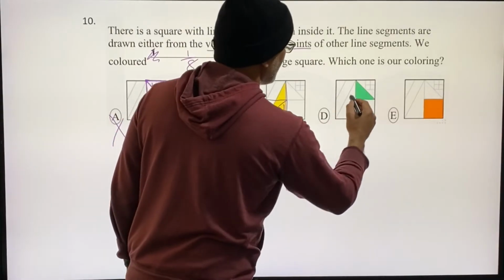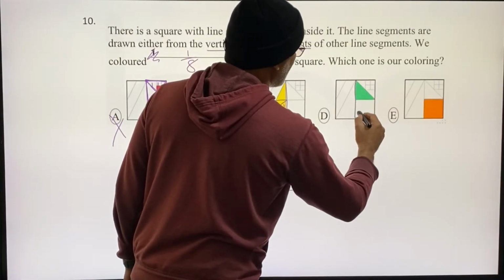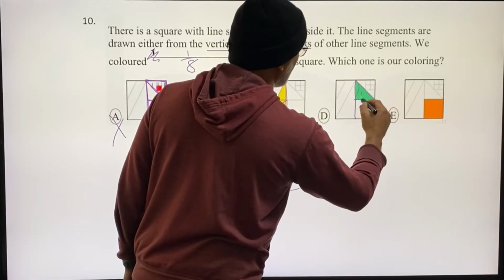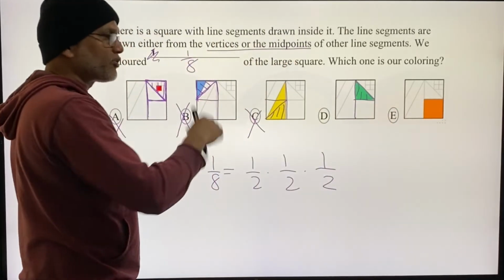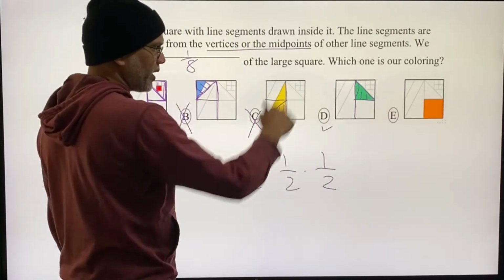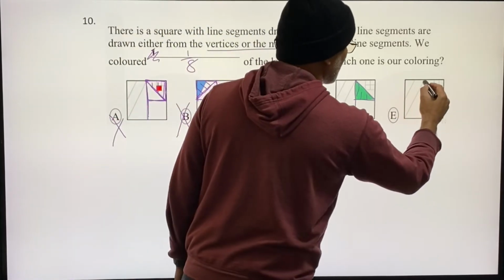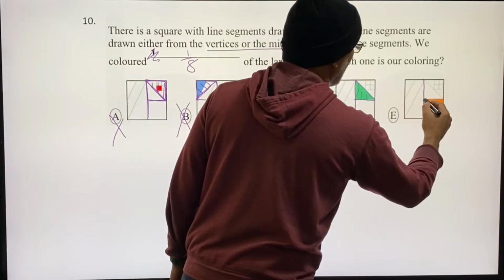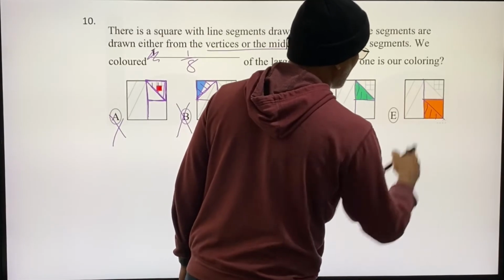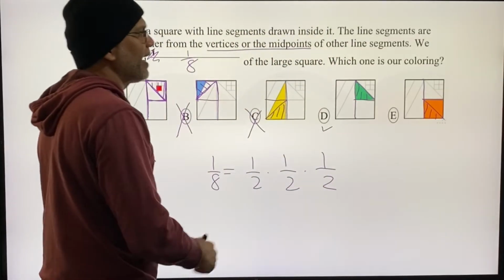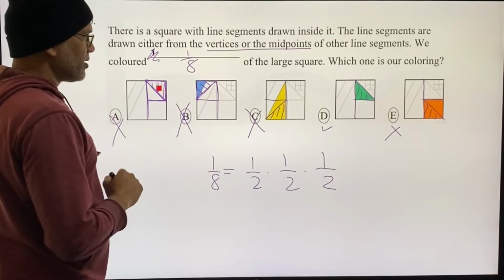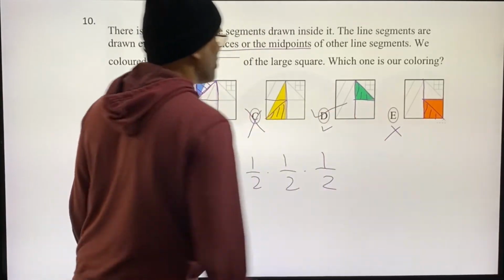Let's try D. I'll do one half here, another half here, and the third time here. All right, so the green area matches what I need, 1/8, right? D seems like a good choice. We can just double check E. I'll do half here, second time, third time. I needed only this much, but the orange area is more than that. So E is also not going to work. Then D is the correct choice.